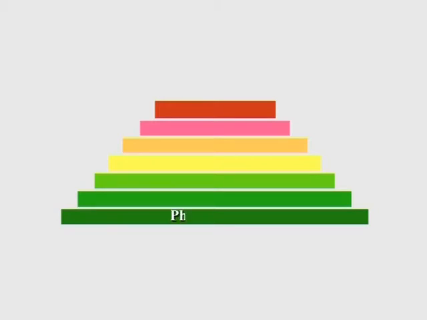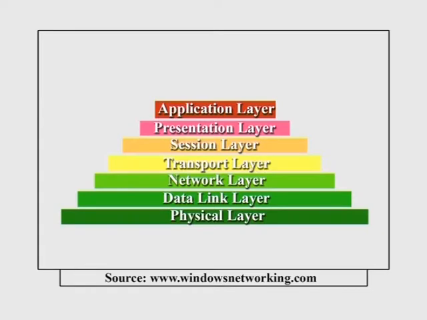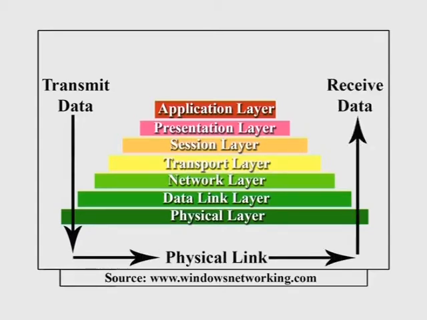Hello viewers, we know that the OSI model has a layered architecture. It has 7 layers, namely physical layer, data link layer, network layer, transport layer, session layer, presentation layer and application layer, as shown in the figure. Every layer is independent of the layer above and below in its implementation. Every layer accepts the services provided by the lower layer and provides services to the upper layer.